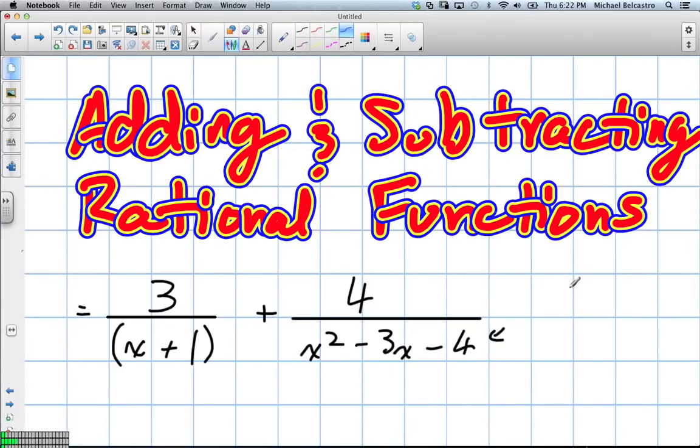So when we go to factor it, I'm just going to do it real quickly. That's x squared minus 3x minus 4. Because the a value is only 1, it's really easy. I just need two numbers that multiply to -4 and add to -3. So -4 and 1. x minus 4, x plus 1.